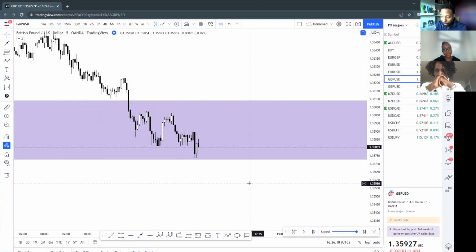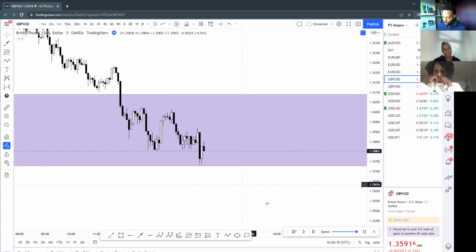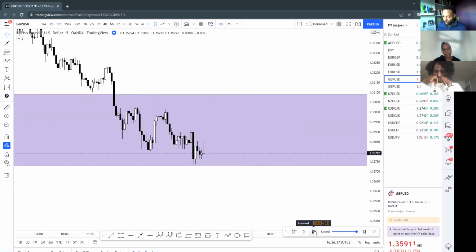When you zoom in, we're looking at a 5-minute time frame, and this could easily be a 1-hour time frame or 4-hour time frame, right? Lower high, lower low, lower high, lower low, lower high, lower low. Okay, cool. Let's go and see what happens when the price breaks this. We know that it does.